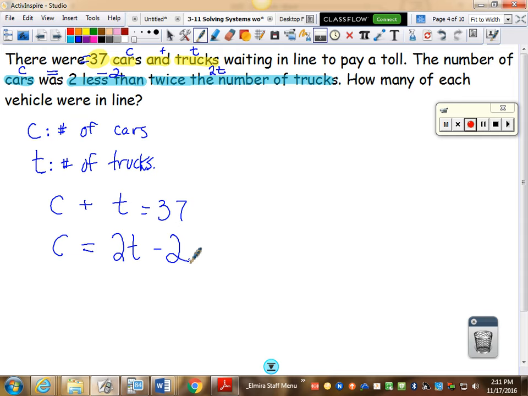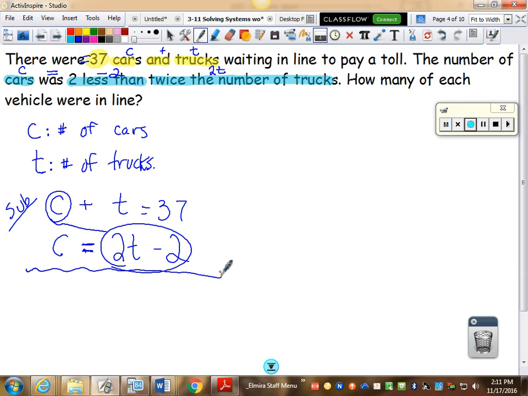Okay, so looking at the format of these equations, I have the first one in standard form, a letter plus a letter equals a number, and the other one in slope-intercept form. It's not x and y, but it's something equals something times another variable plus or minus a number. So that means we're going to use substitution. So if I know C equals 2t minus 2, then I'm going to put that in the place of C in the first equation.